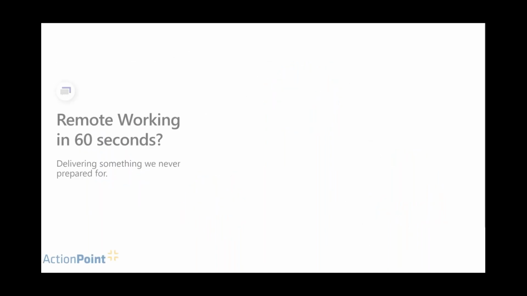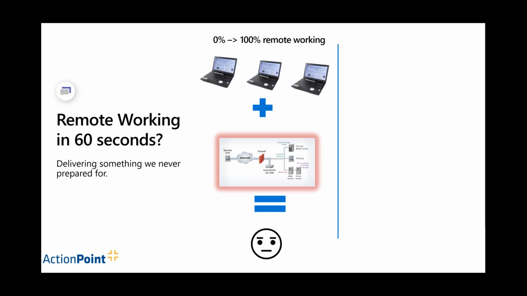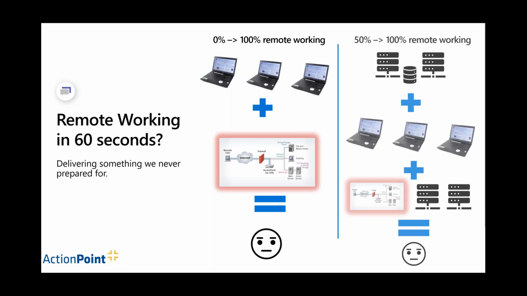I think a lot of that has been compounded by this approach to remote working. Many businesses have had to deliver remote working in 60 seconds. Some have gone from maybe 0% remote working to 100%. In other words, not having any infrastructure, not having any strategy for remote working. And the solution to that often has been, well, if we give people a laptop and a VPN solution, they're good. They're set up for remote working.